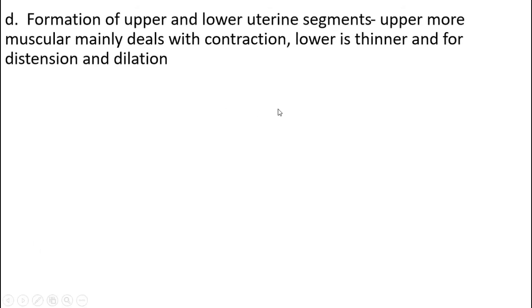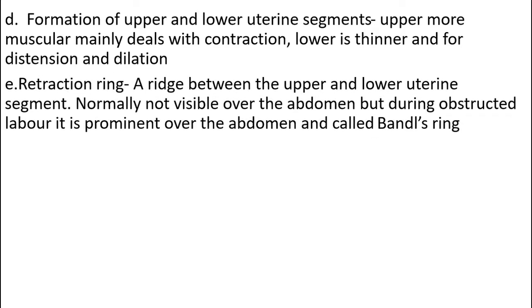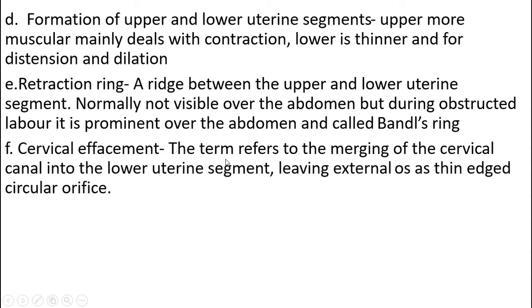Formation of upper and lower uterine segment. The upper part is more muscular, mainly deals with the contraction, and the lower part is thinner and it deals with the distension and dilation. Retraction ring. A ridge between the upper and lower uterine segment is known as the retraction ring. Normally, it is not visible over the abdomen, but during the obstructed labor, it is prominent over the abdomen and called Bandl's ring.